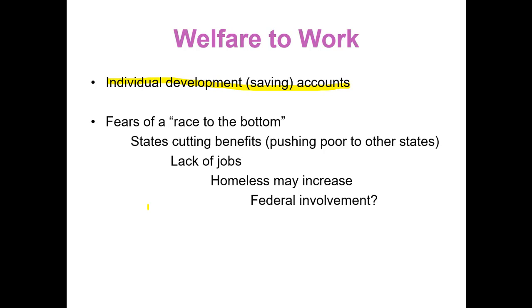And what a lot of these goals sometimes conjure up are fears of what is called a race to the bottom, where states are cutting benefits in order to save money, and therefore maybe pushing poor to other states that have more benefits or better benefits, and could lead to a lack of jobs if people are leaving the state, and more homelessness if people are going to other states. And then the big question, as we've talked about throughout this class, is how does federal involvement play into this? That's something that states have pretty much been tasked to take on this responsibility, but how much more federal involvement may be needed.